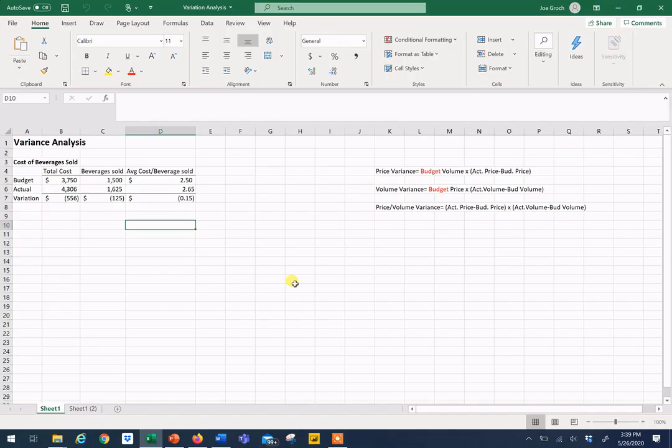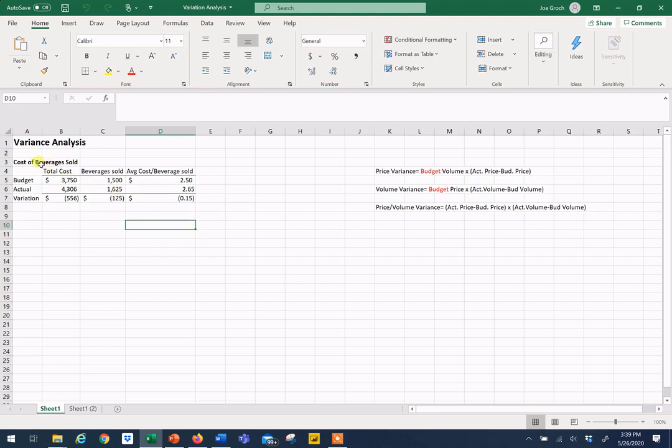Okay, and we're going to go over a very brief lecture here on how to perform the variance analysis in Excel. And again, we talked about this, that we're just trying to break down and understand what are the causes of these variances that we have from budget to actual. So let's jump in and get started right away.